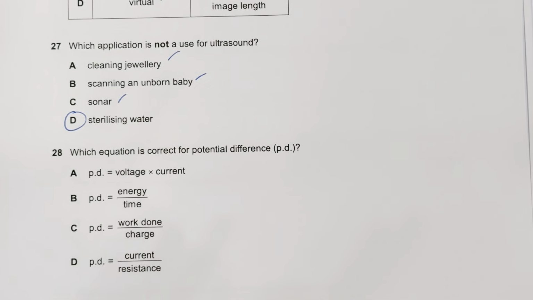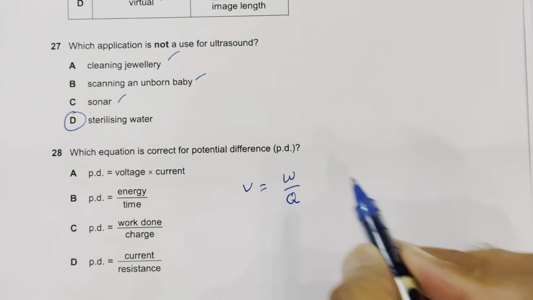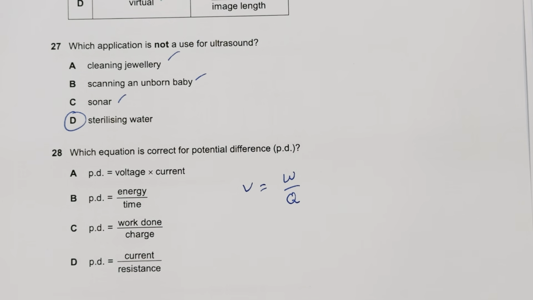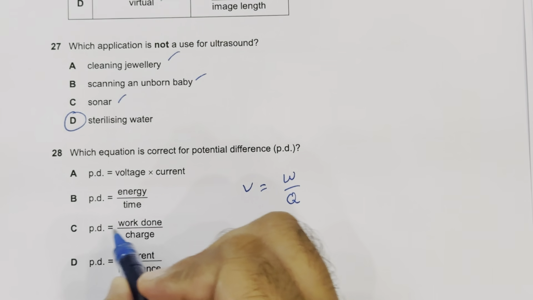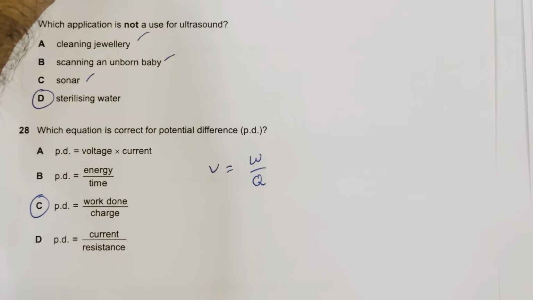Question 28 asks which equation is correct for the potential difference. This is an easy question. We know that the formula is V = W/Q, where W means energy. So option C is clearly the right answer here. Potential difference is equal to work done over charge. Moving to question number 29.